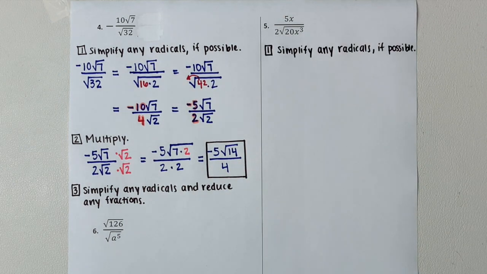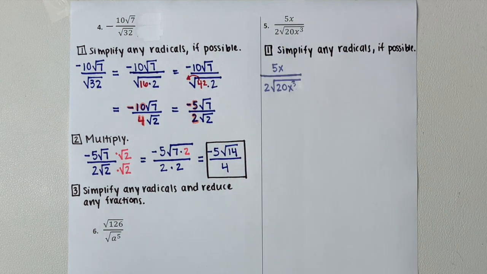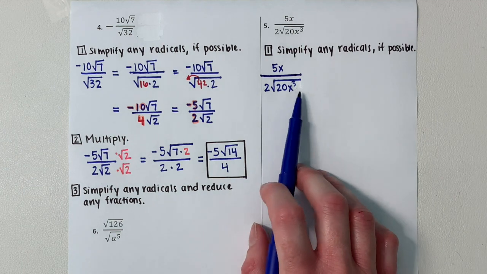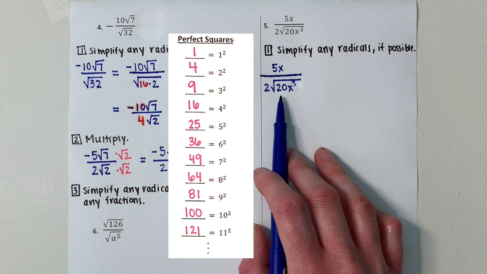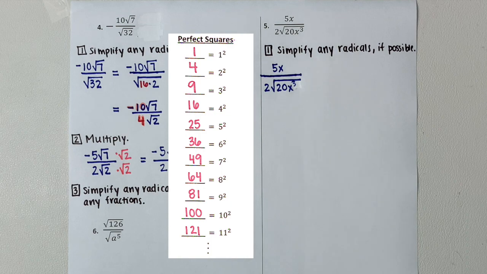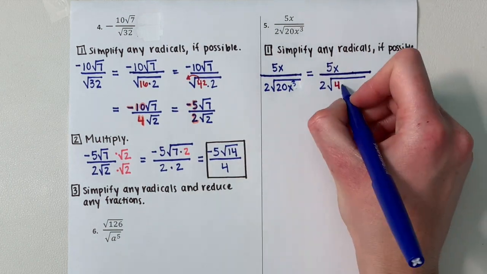For step 1, we want to simplify any radicals if possible. So I'm going to start by copying this original problem here. And can we simplify this square root in the denominator? 20 is not a perfect square. So we need to find the largest perfect square that multiplies evenly into 20. That would be 4. So let's rewrite 20 as 4 times 5.